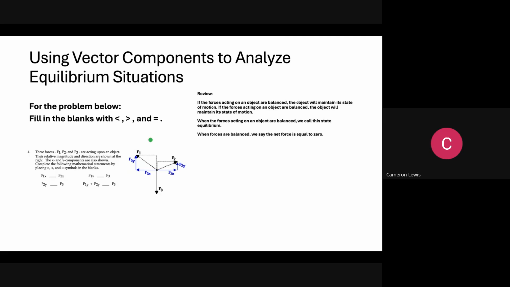So let's look at the force 1 X component, which is over here, and force 2 X component. Now, what do you see about them? They look to be about the same. If I'm correct, they would be equal to. Okay, I'll take that. Isn't the left one a little bit longer? But I don't know. It's very hard to say.